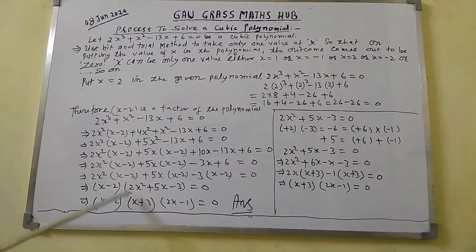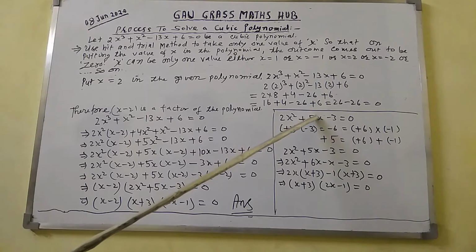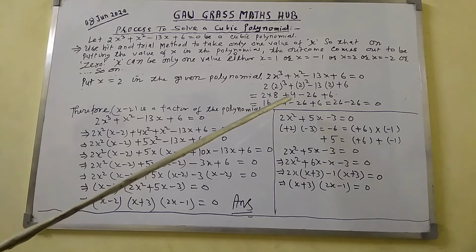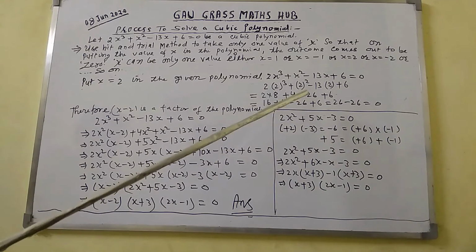Now this 2x square plus 5x minus 3 is a quadratic equation in the form of ax square plus bx plus c. So I have written here the same thing, 2x square plus 5x minus 3 equal to 0. This is a quadratic equation in the form of ax square plus bx plus c. How is this quadratic equation solved? What do we have to do?